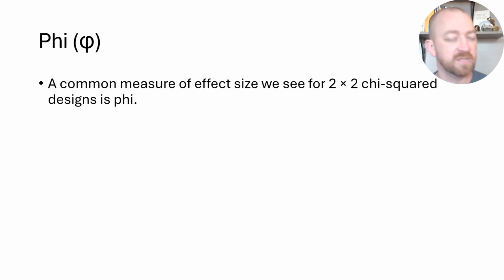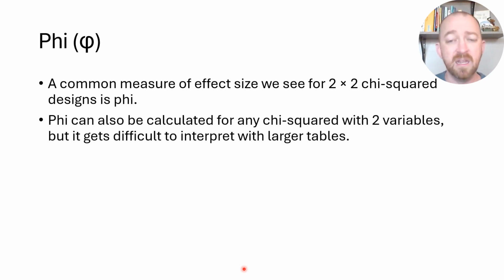Another common one that you'll see for a 2x2 table is called phi. Phi, of course, is a Greek letter; in this instance it is the lowercase Greek letter phi. As I said, you'll use these for 2x2 chi-squared designs. However, you can calculate it with really any chi-squared design that has two variables or more. You can also use it with more than two variables. It starts to get very difficult to interpret, however, if you have a larger than 2x2 table.